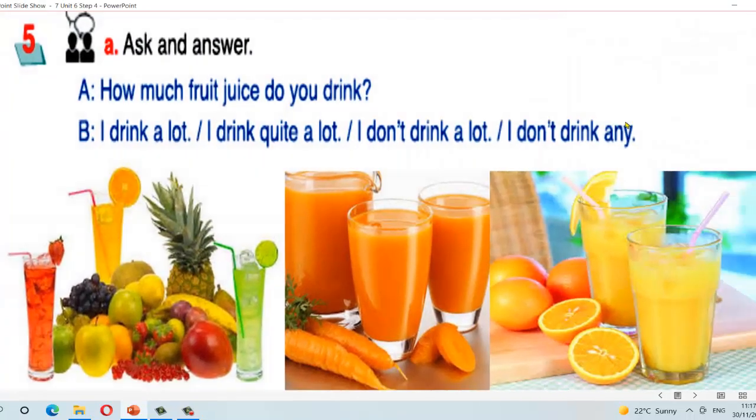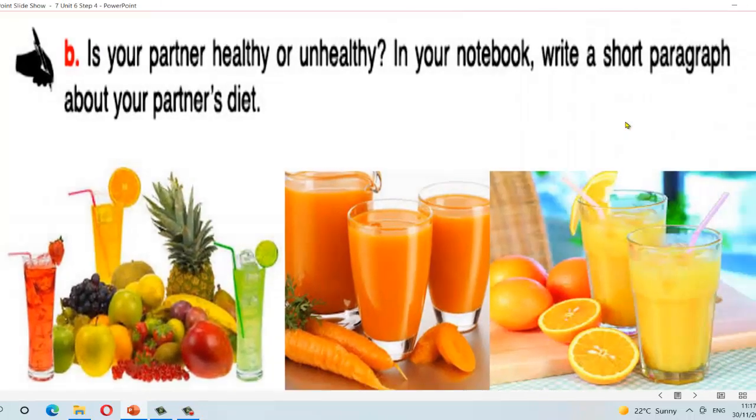How much fruit juice do you drink? I drink a lot. I drink quite a lot. I don't drink a lot. I don't drink any. Is your partner healthy or unhealthy? In your notebook, write a short paragraph about your partner's diet.